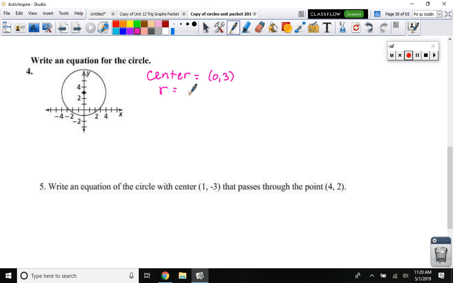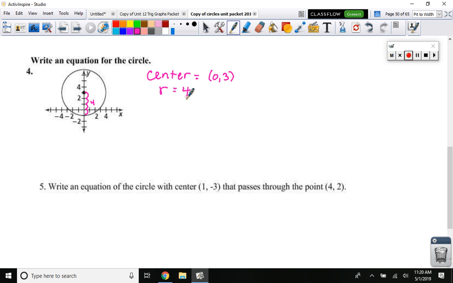Oh, no, actually, I think you're good. No, you're not. 4, right? You got 3? So 1, 2, 3, 4. So your radius is 4. You okay with that? You could go up also, doesn't matter, right?